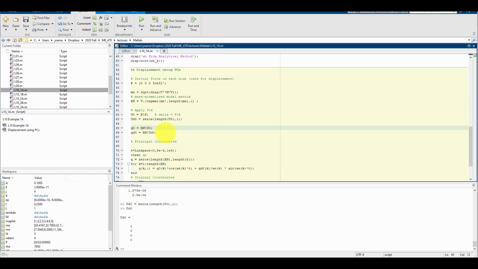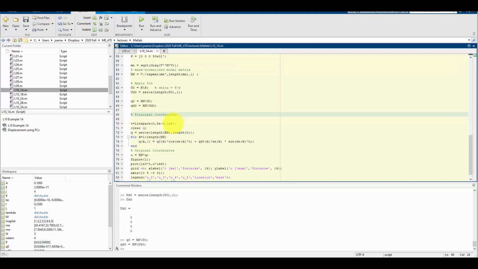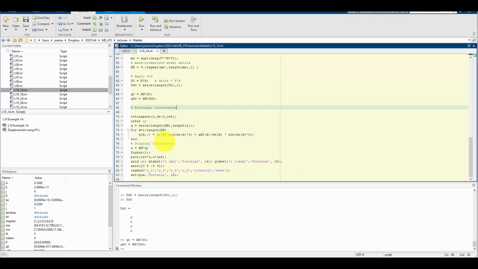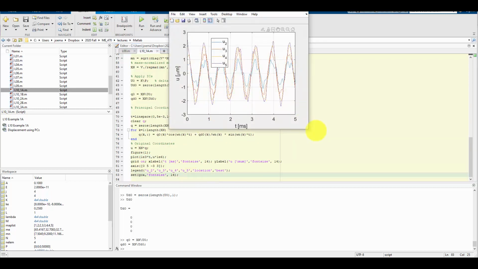I can convert from my original coordinate system into my principal coordinate system. Then I can solve for the principal coordinates like I have before, and then convert everything back into the original coordinates. So to refresh this, you can go back to the multi-degree of freedom and see how we solved those. But I'm using these 4 natural frequencies to find my 4 Q values, then going from my Q values back into my solutions for U2, 3, 4, and 5. So I'll just plot the results from this segment.